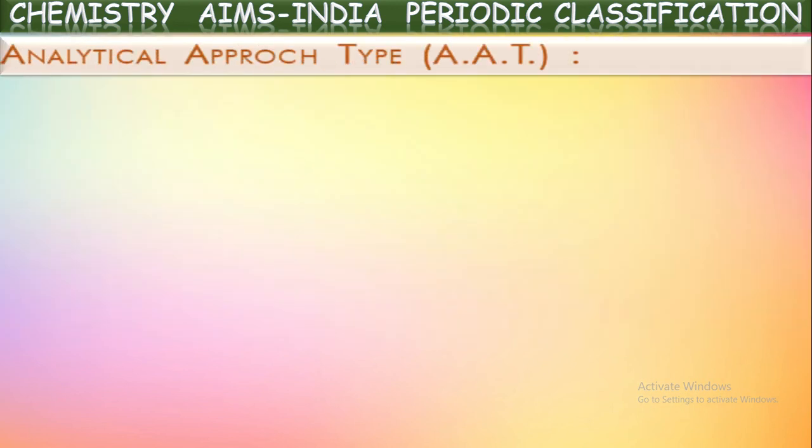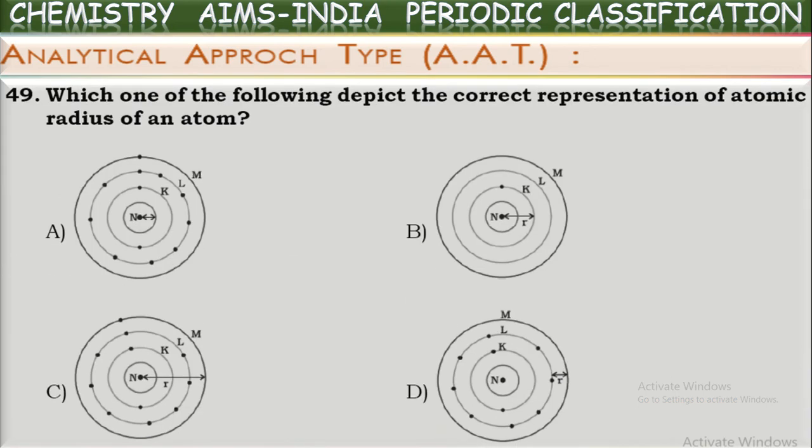Okay, next one. Analytical approach type questions. See the first one. Which one of the following depicts the correct representation of atomic radius of an atom? What is meant by atomic radius first? It can be defined as the distance between the nucleus and outermost orbit of an atom. So the size of the atoms is compared based upon this atomic radius. This atomic radius is defined as the distance between the nucleus and the outermost orbit of that atom. This is considered as atomic radius.